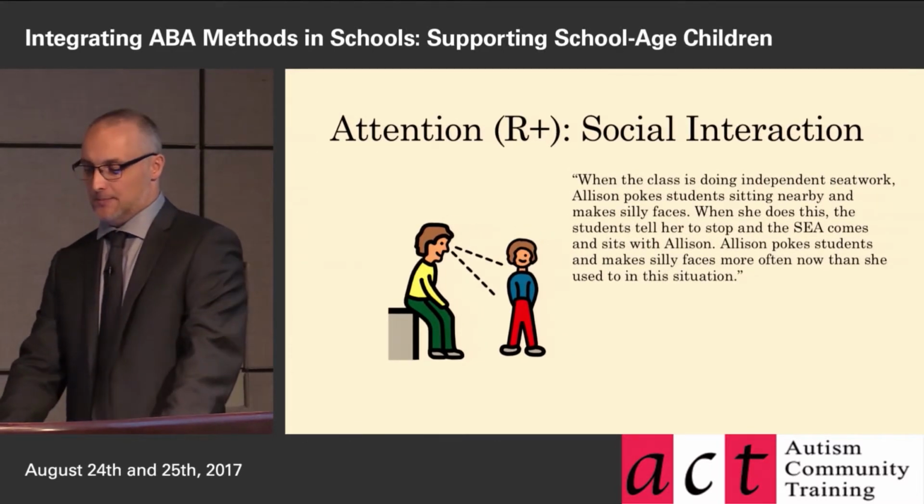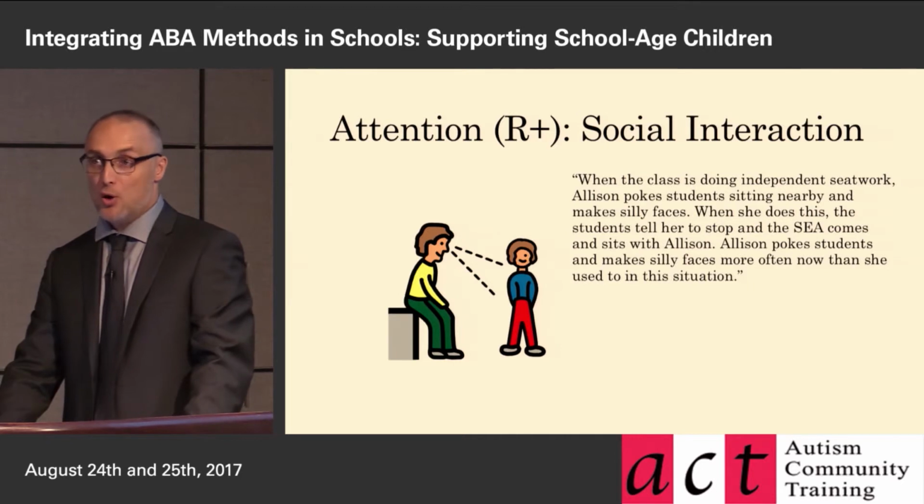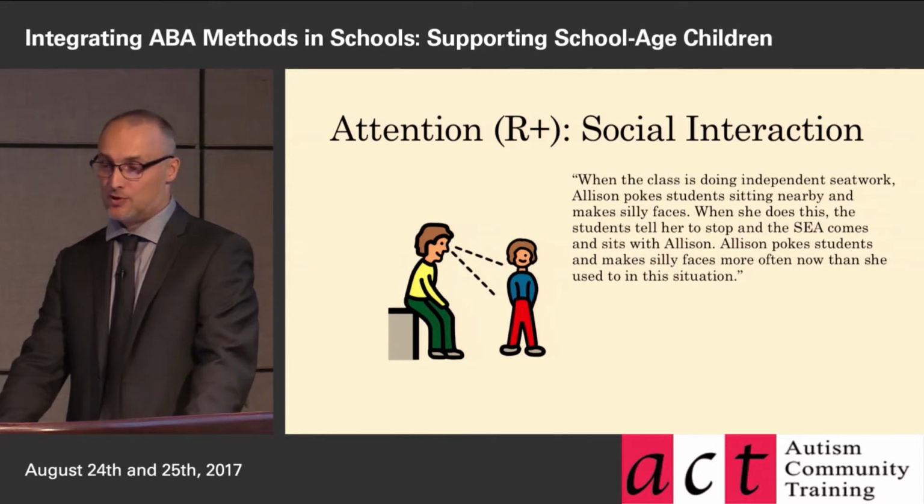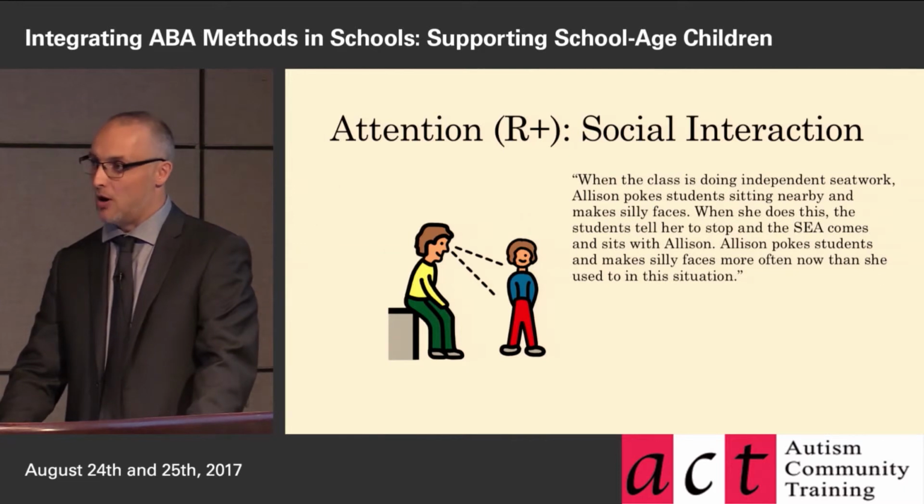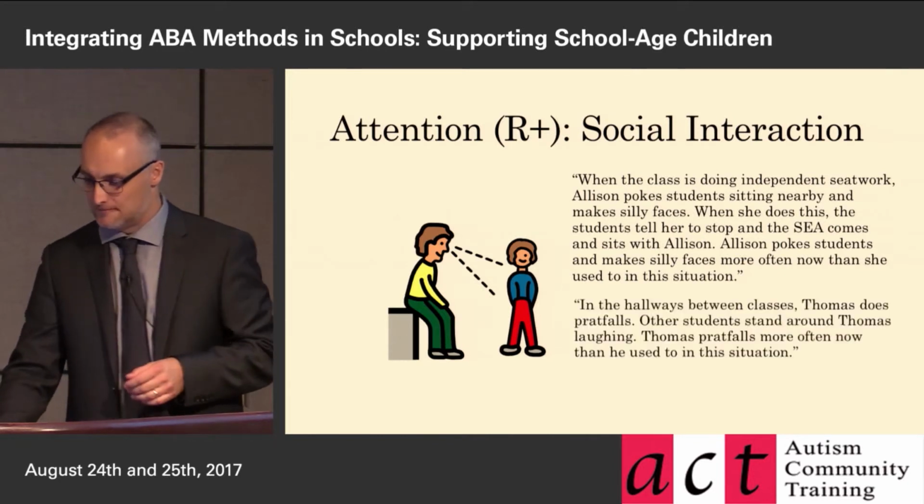Attention, social interaction. So when the class is doing independent seat work, being quiet and minding your own business, Allison pokes students sitting nearby and makes silly faces. When she does this, the students tell her to stop and the SCA comes and sits with Allison. Allison pokes students and makes silly faces now more than she used to because she's getting positive reinforcement in the form of the function of social attention. Her peers respond, that's all she wants. Someone comes and sits with her, bonus, she gets attention. She didn't have attention, now she has attention.